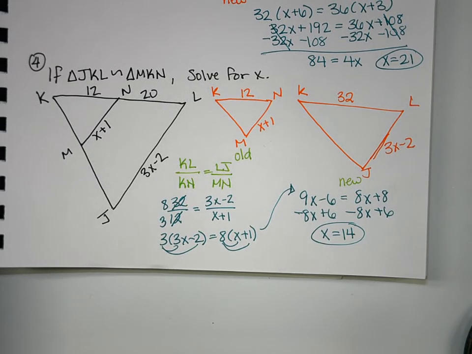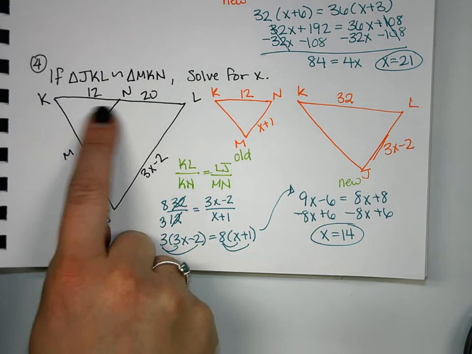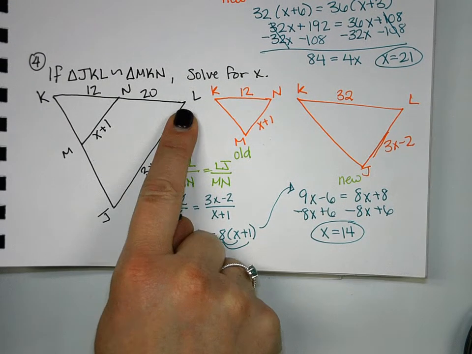Okay, any questions on that one? How to set up the proportion or solve it? I don't know if you have to add or subtract. Like what says KL? Because I was given KN and I was given NL, so in order to get the whole length, I had to add them.